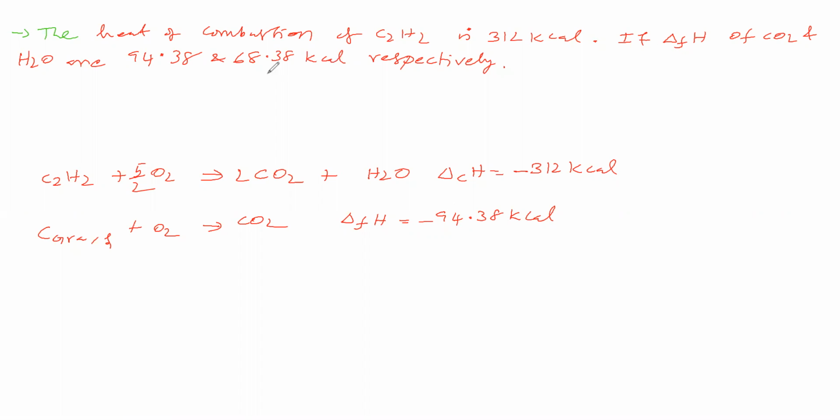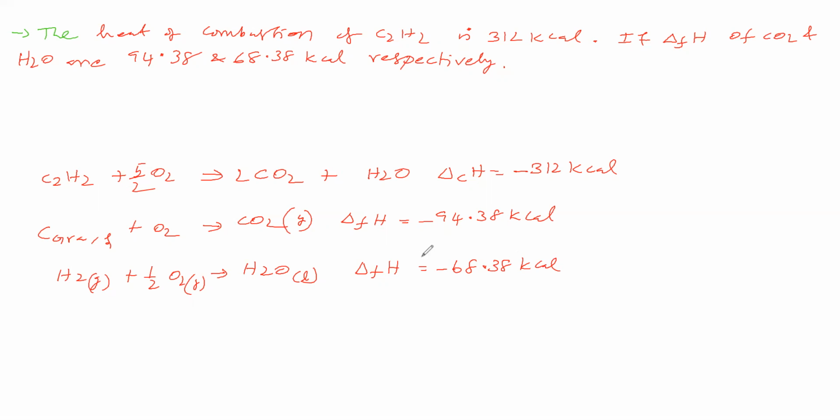Next, heat of formation of water. Heat of formation of water means water is the product. Therefore, constituent elements we will write on the left side: hydrogen gas and oxygen gas. This is the heat of formation of water. The value given is 68.38 kilocalories. It is also called combustion of hydrogen. Combustion of hydrogen is exothermic, so we have to give a negative sign.